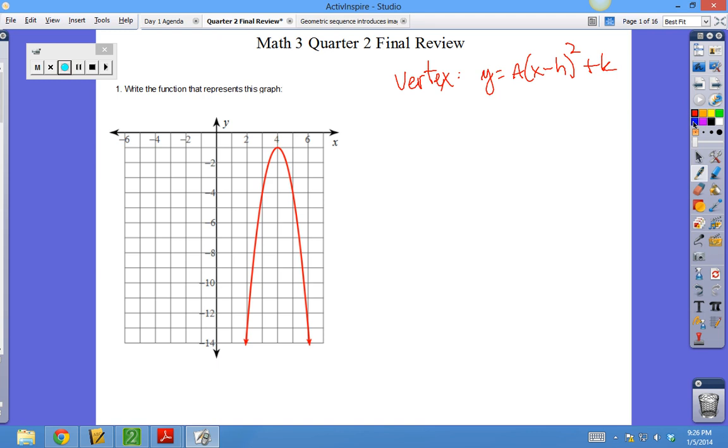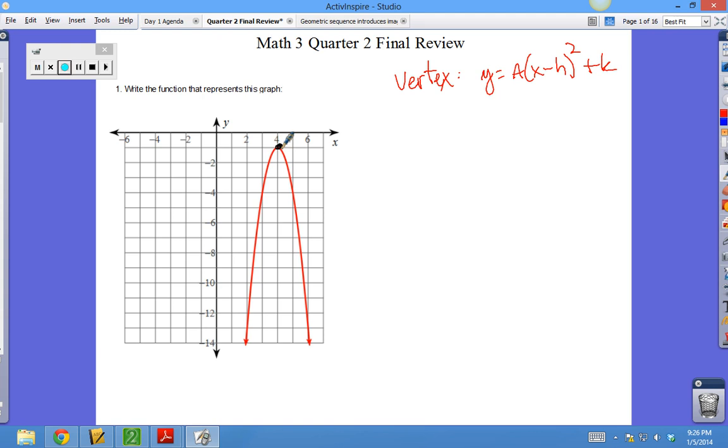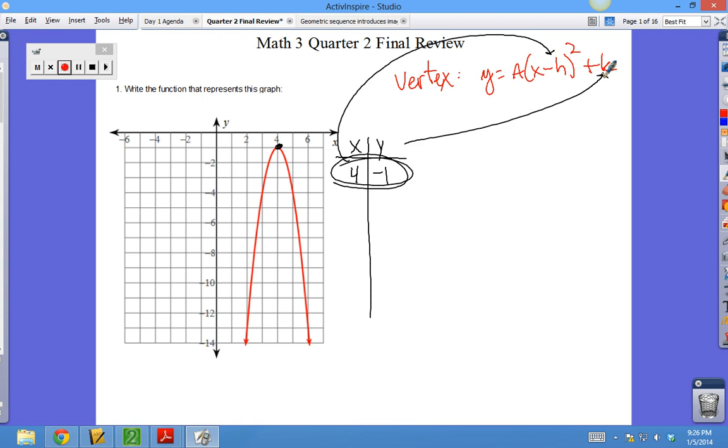And how you know you're going to use the vertex form is this right here. They give you the vertex. So if you look at this quadratic and the vertex happens to land on whole numbers, then use the vertex model. So that vertex is over 4 and down 1. That right there is my vertex. My vertex is going to be there and there. So I'm going to plug 4 in place of h and -1 in place of k.